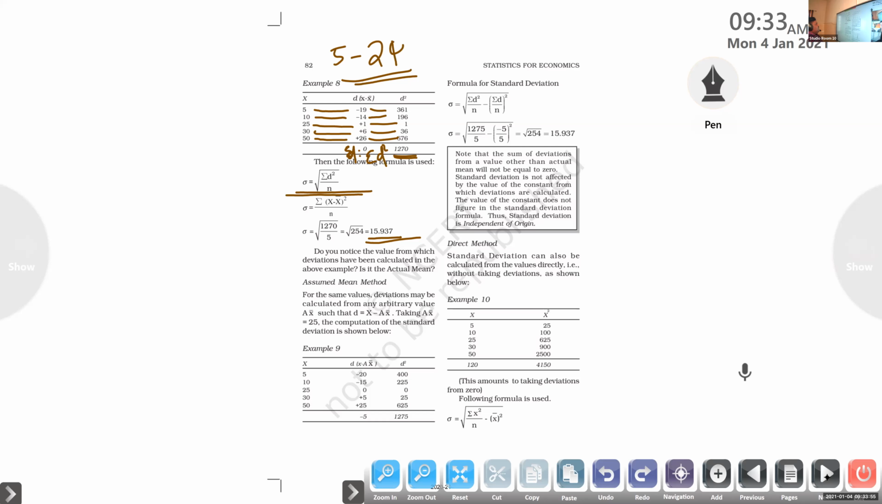Sigma is equal to the root of sigma d square by n minus 1. Root here. So we got the number 15.937. Okay, so go for a simple example, simple classwork. Just do it.